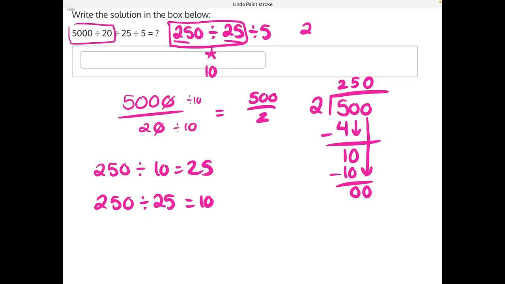So now we know that this next part of our division problem is going to equal 10 divided by 5, and 10 divided by 5 we know is 2, making 2 our correct answer.